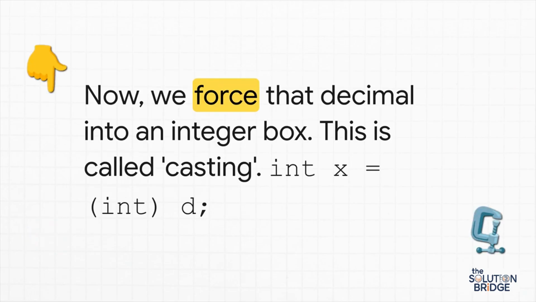All right, now for the fun part. We're going to take that 3.6 and try to jam it into an int box, a box which, remember, absolutely hates decimal points. Now, you can't do this by accident. You have to explicitly tell Java, look, I know this seems wrong, but just do it. Force it in there. And that act of forcing one type into another is called casting.